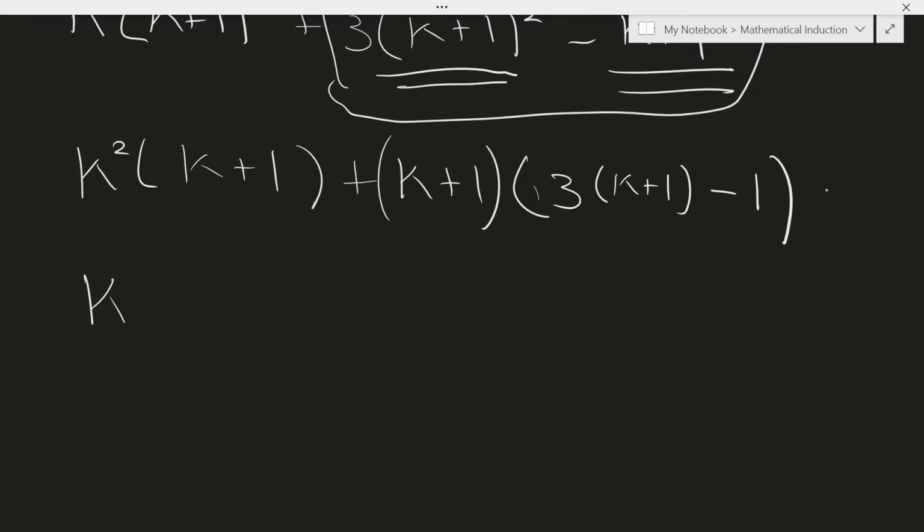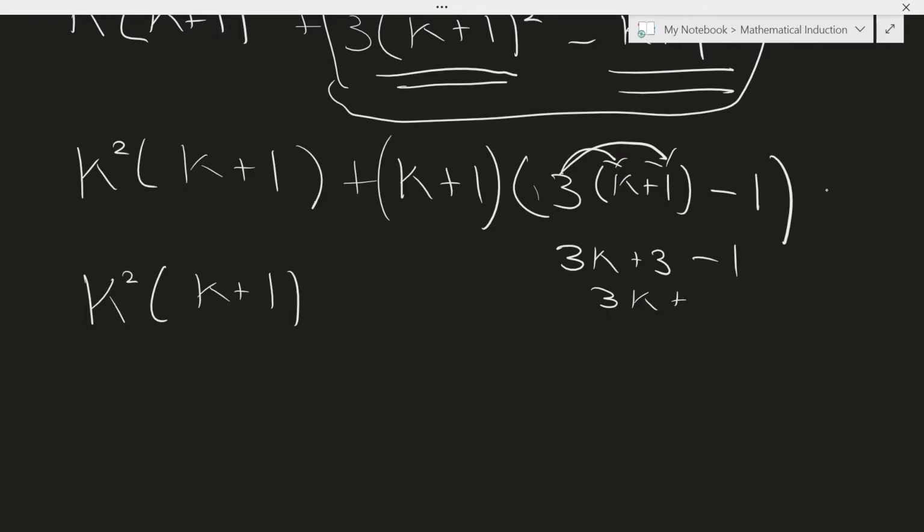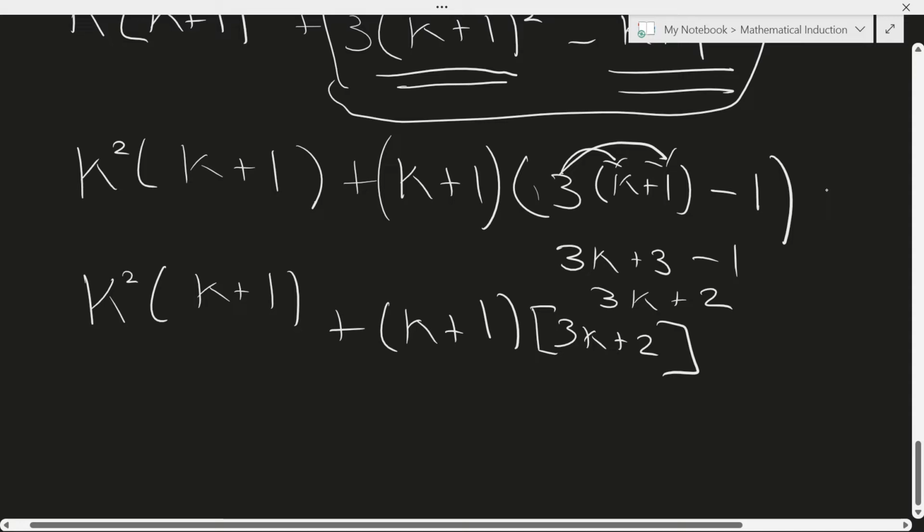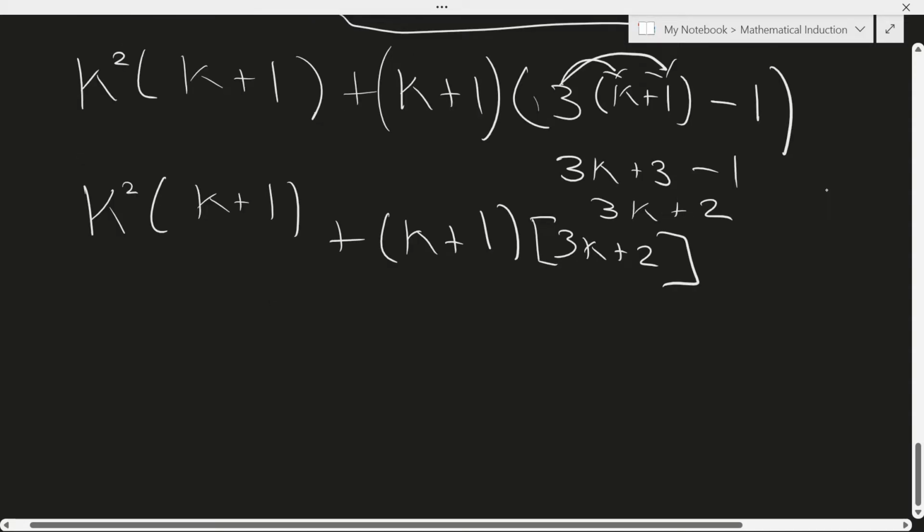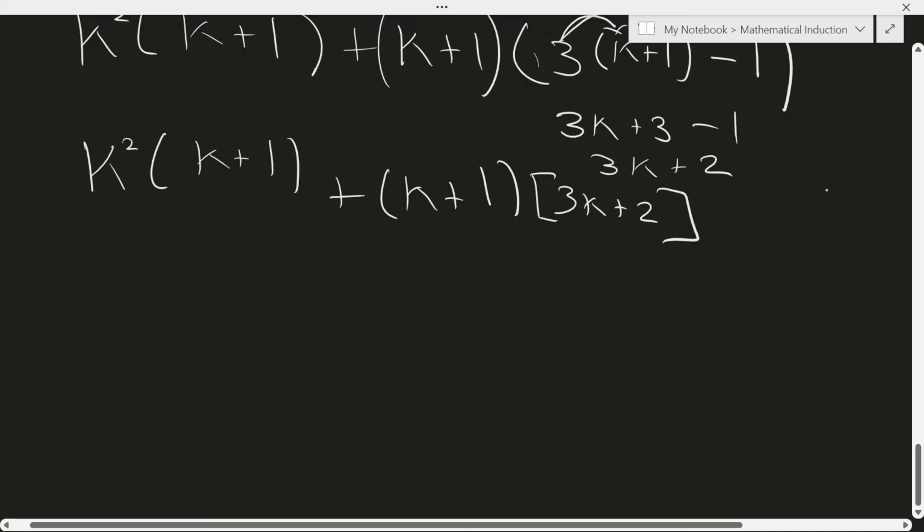So next we have k squared, k plus 1, and now we're going to start expanding again, just a little bit more. By that, I mean we're going to expand the brackets. So this will be equal to 3k plus 3 minus 1, which is the same thing as 3k plus 2. So k squared, k plus 1 plus another k plus 1 times 3k plus 2. Right, I'm sorry it looks a little bit messy. Trying to keep it a little bit neater.